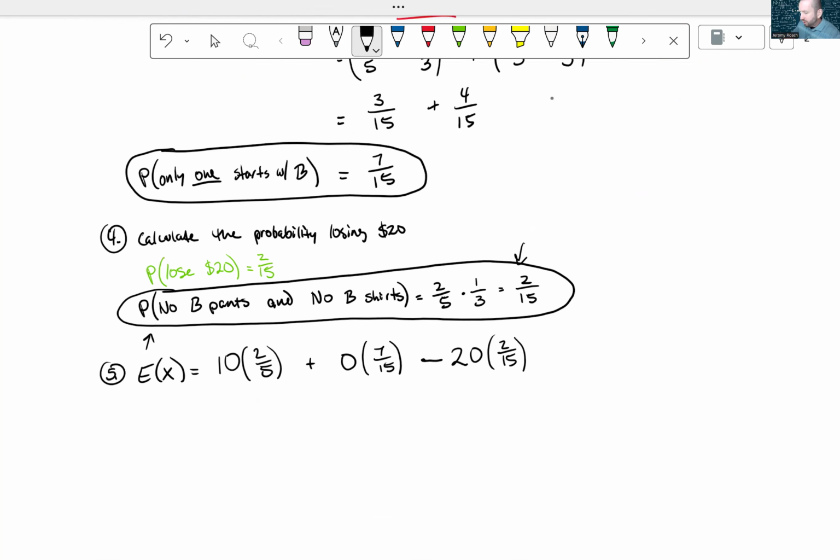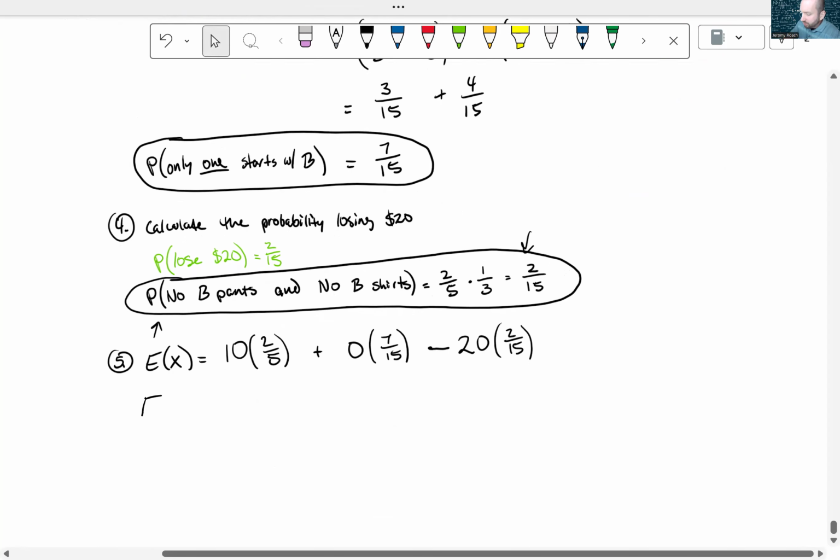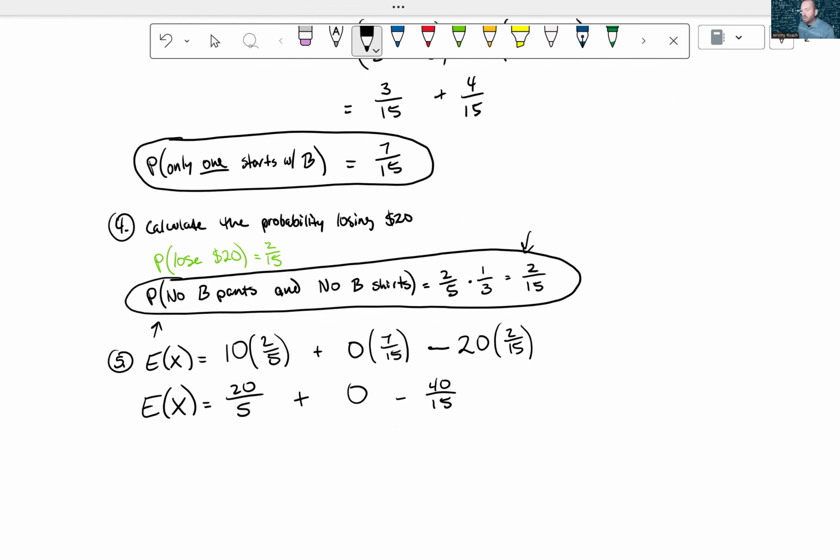Okay, so now we're going to add all these together to find our expected value. So we get 20/5 plus, that's just 0, minus 40/15. And we'll simplify this. That's equal to 4 minus, and this becomes 40/15. If we divide by 5/5, we get 8/3.